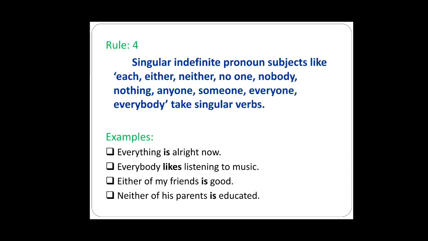Rule number 4. Singular indefinite pronoun subjects like each, either, neither, no one, nobody, nothing, anyone, someone, everyone, everybody take singular verbs. Examples: everything is alright now. Everybody likes listening to music. Either of my friends is good. Neither of his parents is educated.